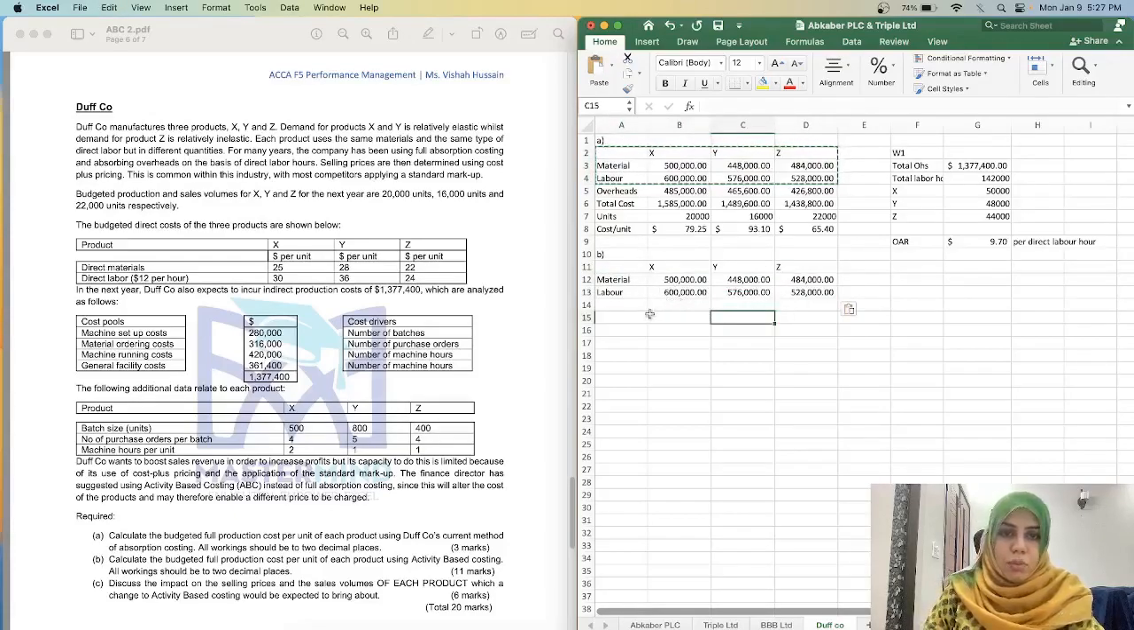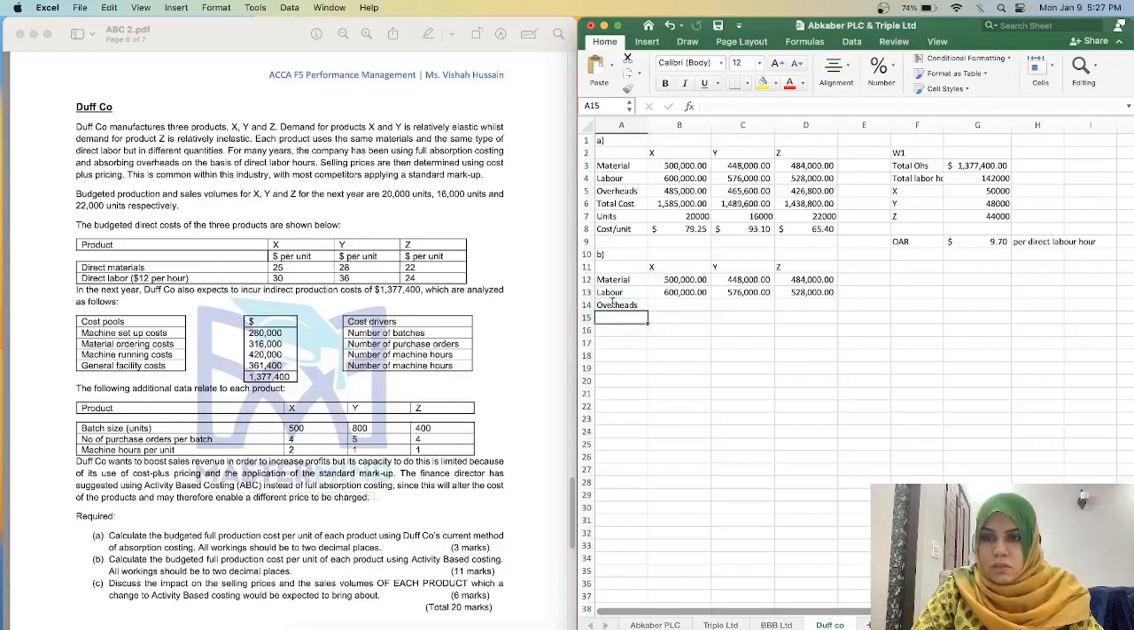If you don't want to copy it, you can also select the cells and simply put equals to, and then select the cell, equals to, and then select the cell. You'll get the same answers copied down.